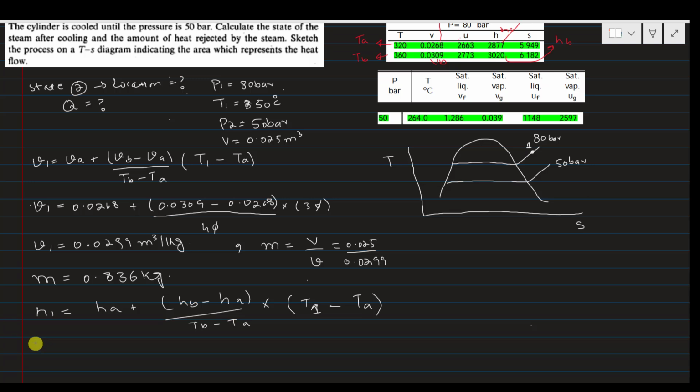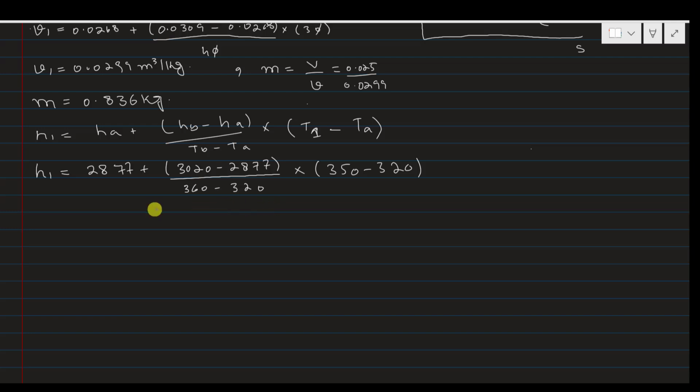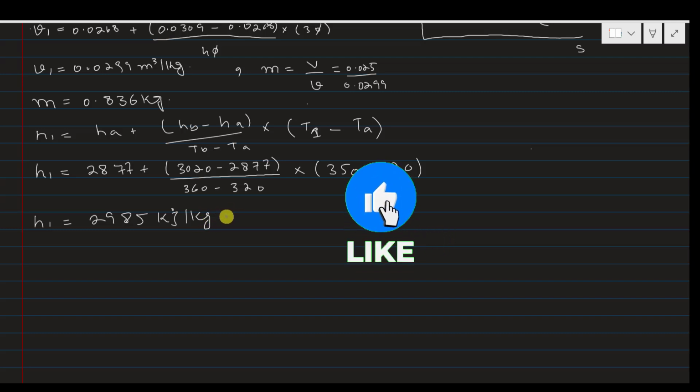So after putting the values, I directly write the corresponding enthalpy values from the superheated steam tables that I have shown previously, and the temperature at which we are finding the enthalpy value. After simplification, this is the interpolation formula, and you will get this H1 value, that is 2985 kilojoule per kg. Remember, the interpolation formula will give you the approximate value, not the exact value.